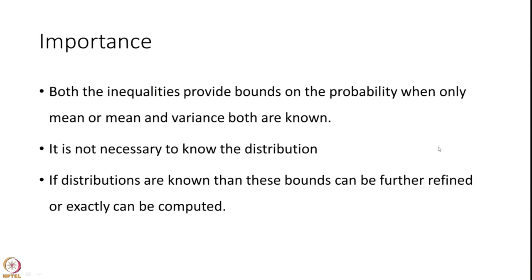So, both these inequalities provide a bound on the probability when only the mean, or the mean and variance, are known to you for any random variable. In Markov's case, it is only for a positive random variable. In the case of Chebyshev inequality, we do not put such a restriction.